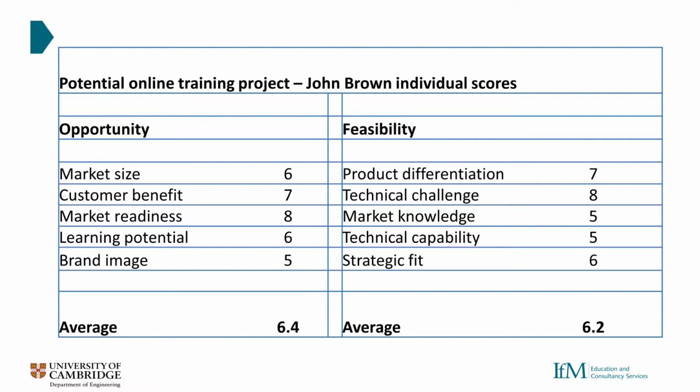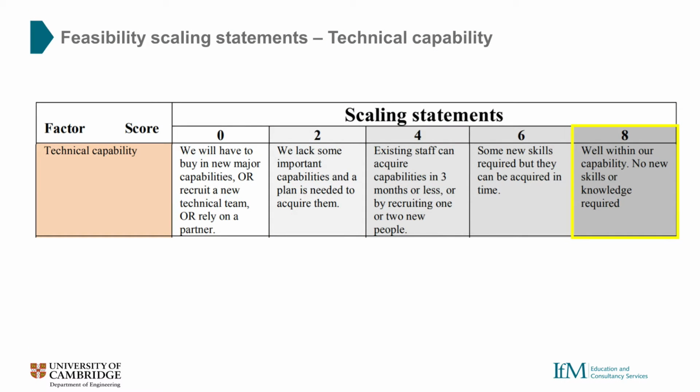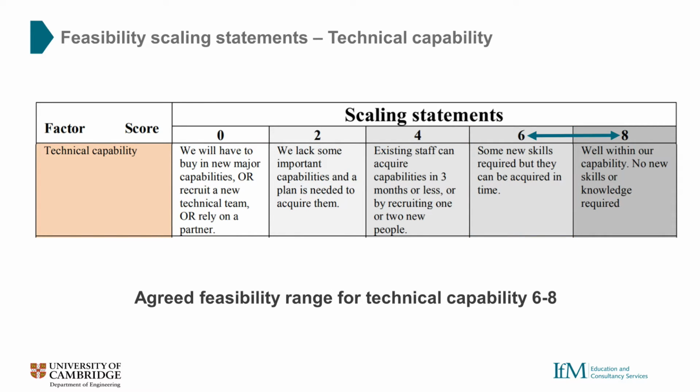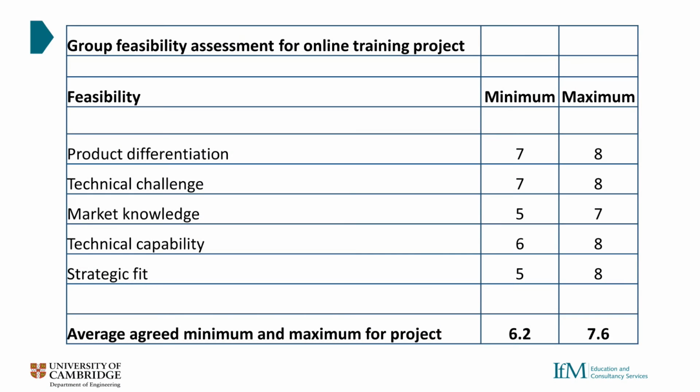After individual scoring, the team should now get together to discuss and review their scores and assumptions factor by factor. The goal here is to arrive at an agreed upper and lower score for each factor. For example, for our online training project, the CEO might think we already have all of the skills that we need, whereas the COO might take the slightly more conservative view that new skills could be needed. In the end, the group might agree that feasibility in terms of our technical capability lies somewhere between 6 and 8. The upper and lower scores per factor can then be averaged to create agreed ranges for opportunity and feasibility.